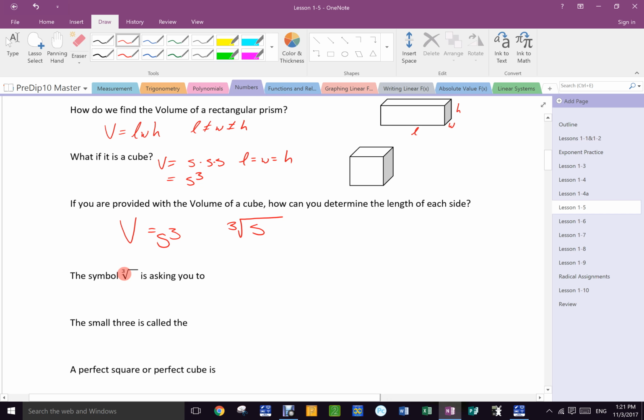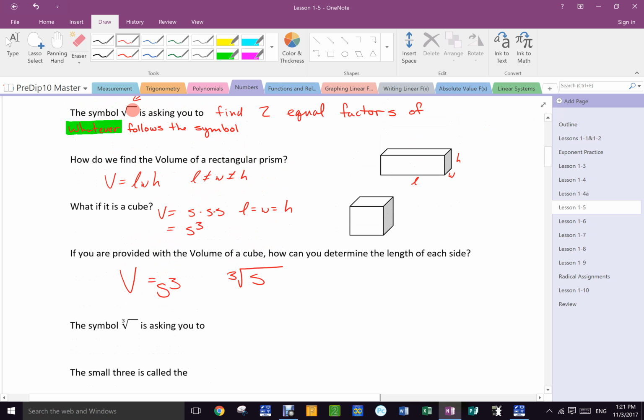If this symbol is asking me to find two equal factors, what is this symbol asking me to do? Three. Oh wow. Find three equal factors of whatever follows. Well, apparently we're saying it in a Tea Party voice. Pinkies up. Whatever follows the symbol.